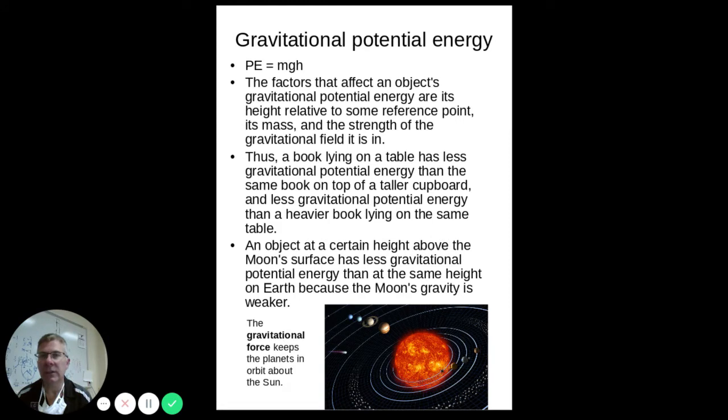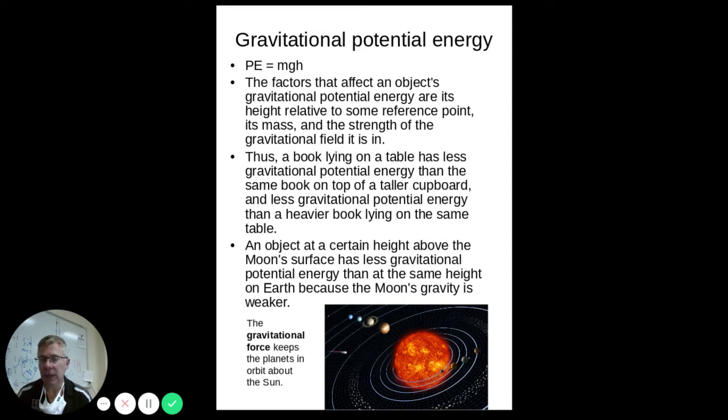Gravitational potential energy is mass times gravity times height, and the height is relative to the system you're looking at. So if you're lifting things from the floor, then 0 is the floor. If you're lifting things from the desk, then 0 is the desktop. So you have to take that into consideration. The factors that affect an object's gravitational potential energy are its relative height to a reference point, its mass, and the strength of the gravitational field it is in.